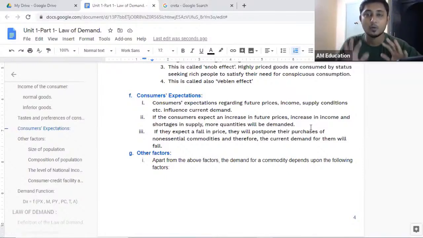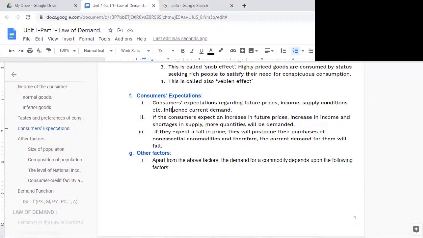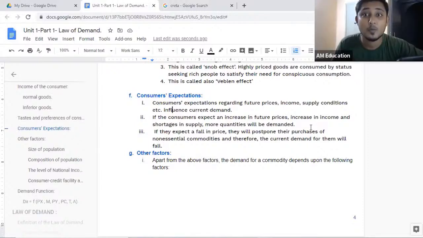Don't do panic buying. Did you guys hear? Yes, sir. So it's supply conditions. We don't know whether these things will be available tomorrow or day after tomorrow. Right? So these expectations will make a consumer decide in a certain way that will affect the current demand of a certain product or service. Clear? Right?